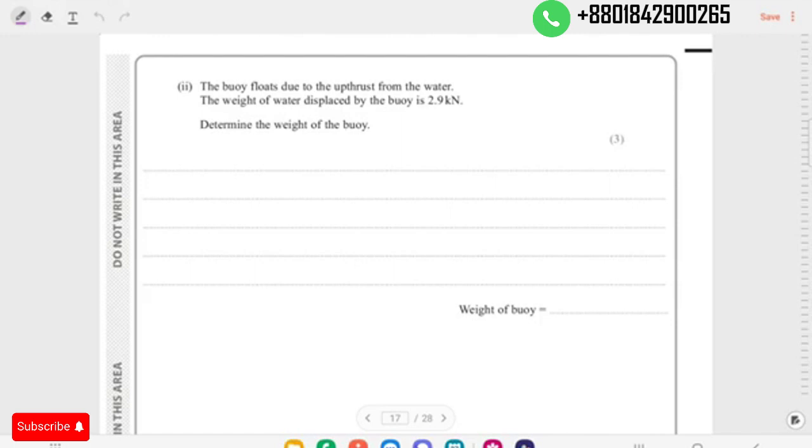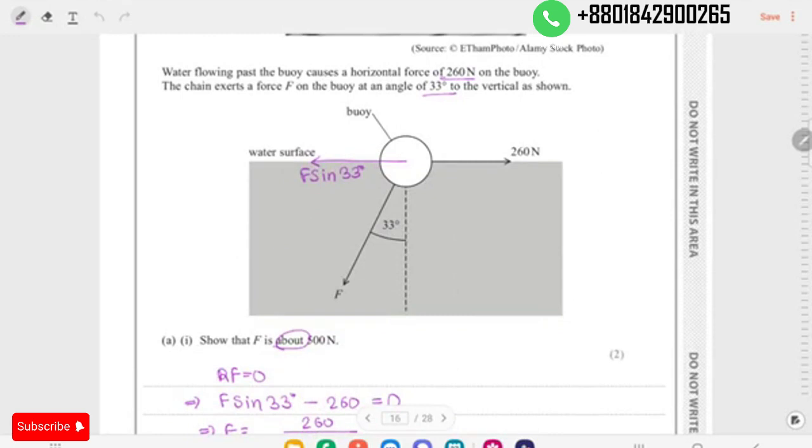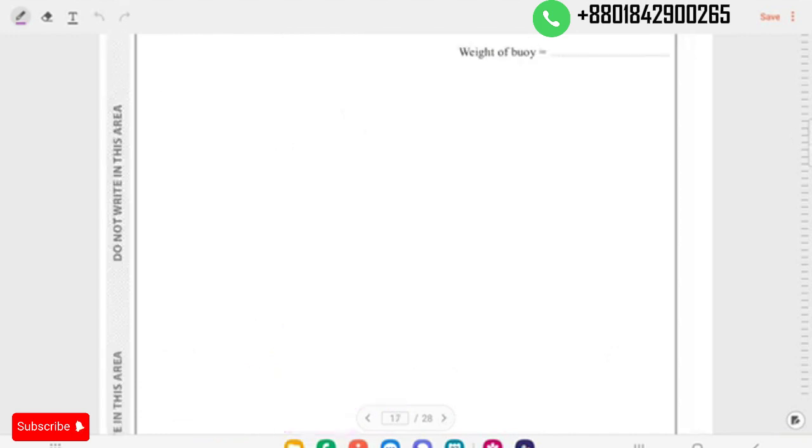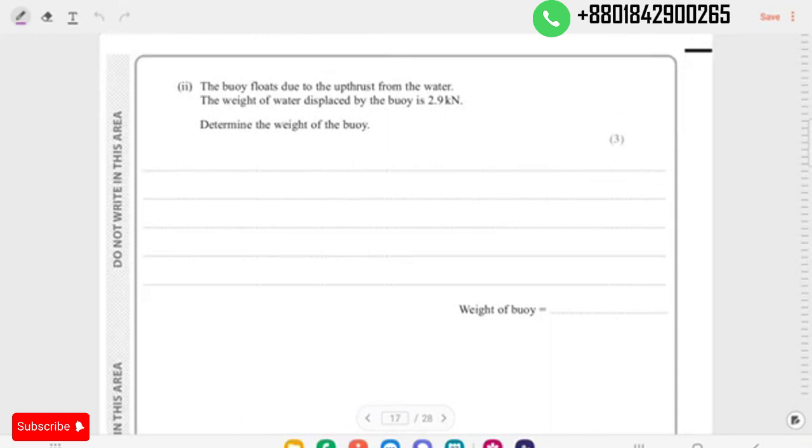Okay, now over here again, as the object was at equilibrium, right? In this part, what is actually occurring is that upthrust is acting on this, weight is acting on this, and also a vertical component, right? Which, as you can see, will be F cos 33 degrees, right? So it basically has three forces acting, which is F cos 33, then weight, and then again the upthrust. The weight of the water displaced by the buoy is 2.9.